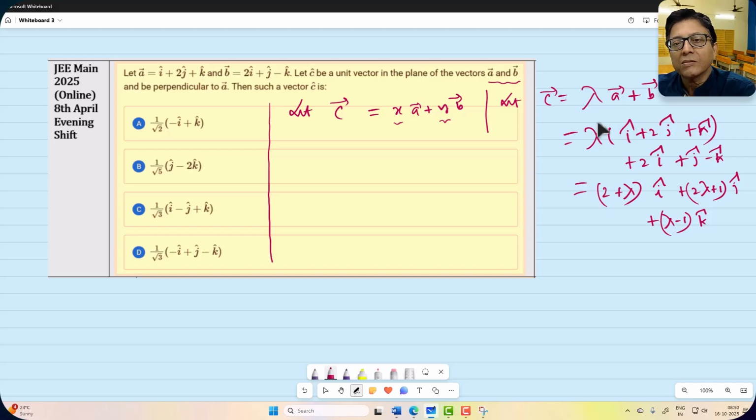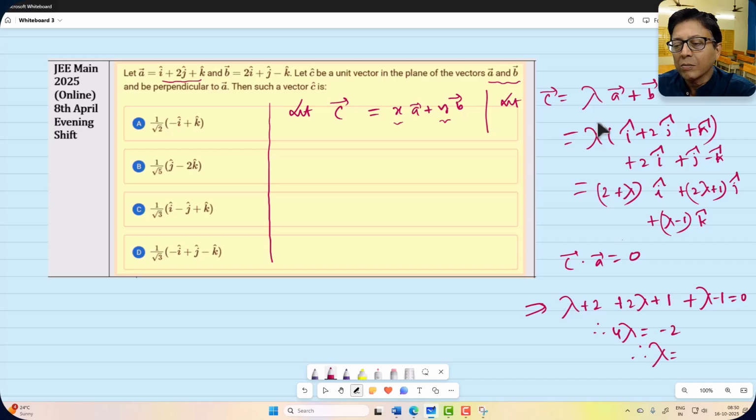Okay, and it is given that C is perpendicular to A. I have taken this form. So C dot A is going to be equal to 0. So this implies (lambda plus 2) plus 2(2 lambda plus 1) plus (lambda minus 1) equals 0. So 6 lambda plus 3 equals 0, and lambda is going to be equal to minus half.